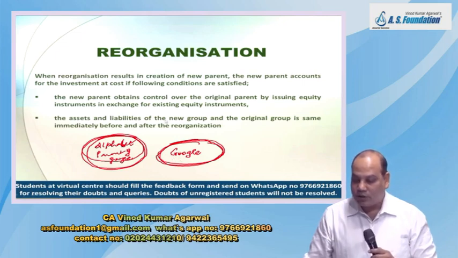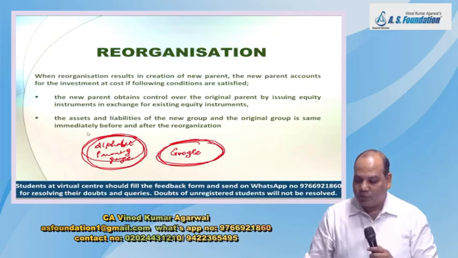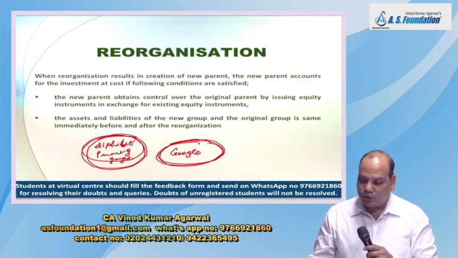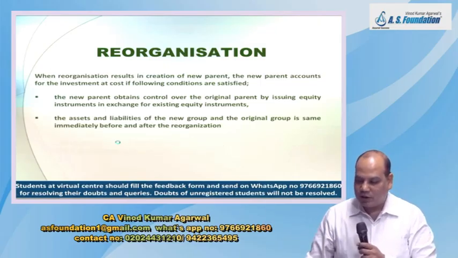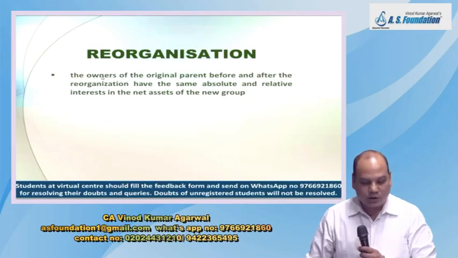Second, the assets and liabilities of the new group and the original group are the same immediately before and after the reorganization. How will that be possible? Because now this is a parent company, it has acquired all the shares of Google. So whatever are the assets and liabilities of Google will become the assets and liabilities of this group. If I prepare a consolidated financial statement of Alphabet, I will have to incorporate the same assets and liabilities of Google.